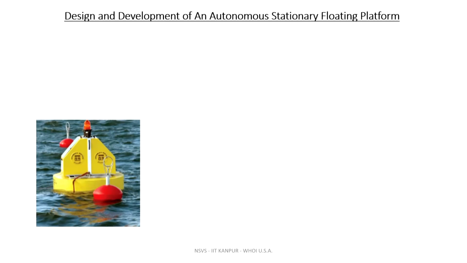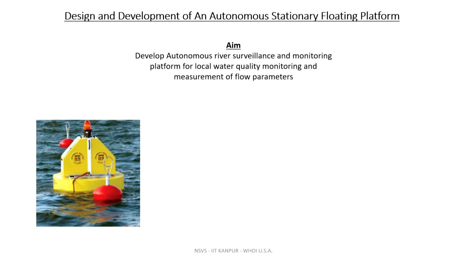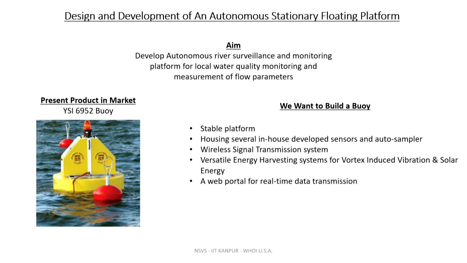Now, the most important thing is of course the platform design, which is going to house the sensors. So, I will tell you a few things about the platform design. The aim here is to develop an autonomous river surveillance and monitoring platform for local water quality monitoring and measurement of flow parameters. You can see this is a product that was available in the market, the YSI 6952, against which we can calibrate and benchmark our system.